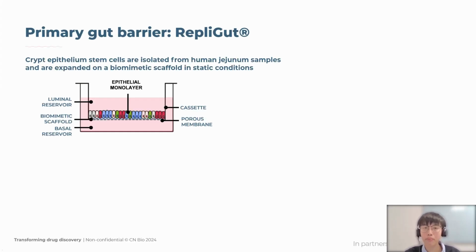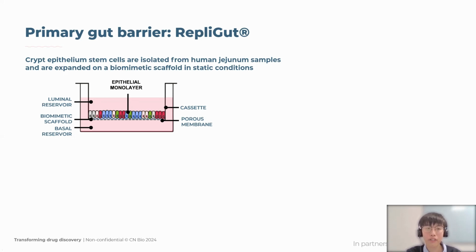So, to generate a primary gut model, we collaborated with Altis Biosystems and established a gut barrier using a RepliGut platform. The gut barrier was derived from crypt epithelium stem cells that were isolated from human donor samples. These cells were then expanded on a biomimetic scaffold in static condition. So, here is a diagram representing the setup of the primary gut model.